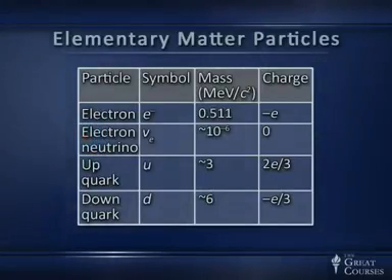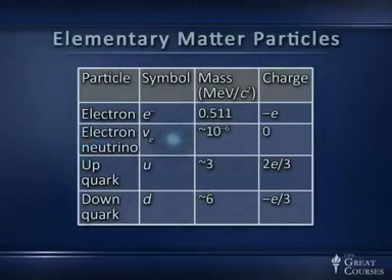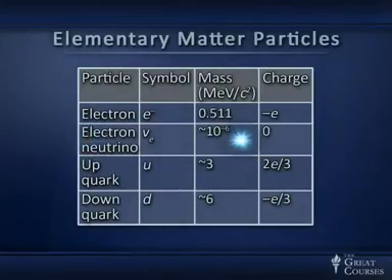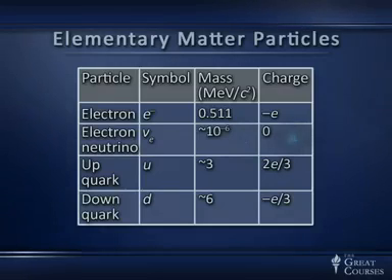There's the electron neutrino. Neutrinos are given the symbol nu, the Greek nu. This is nu sub e, the electron neutrino. Its mass is very small, on the order of 10 to the minus 6 electron volts, or electron volts over c squared, and it has no charge because it's a neutrino.